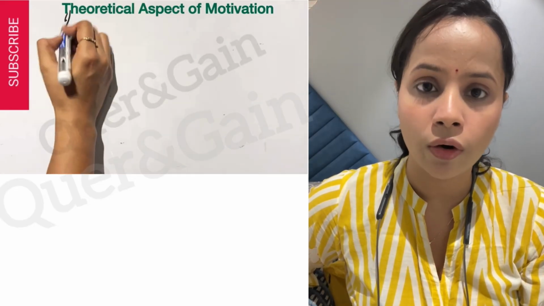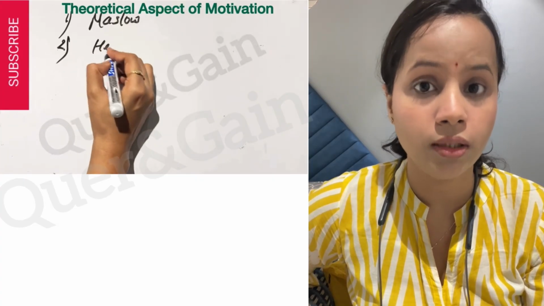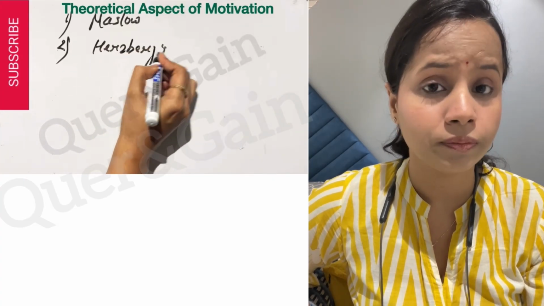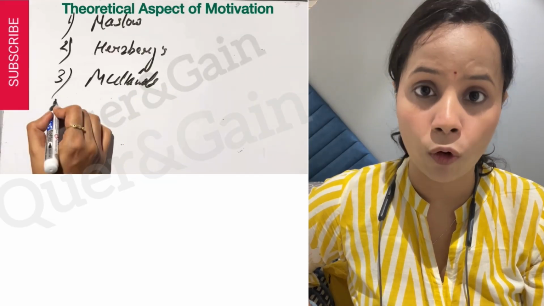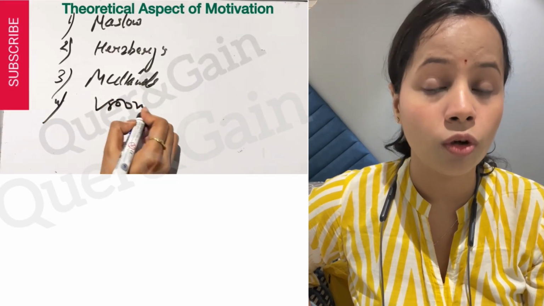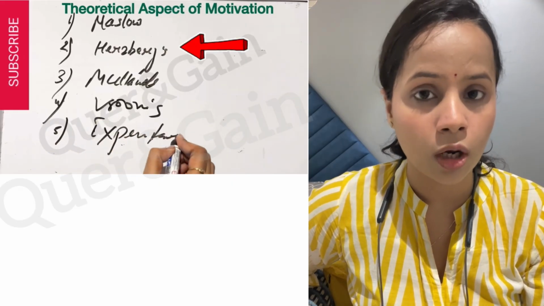Hello everyone. From the last 3 videos, we are talking about theoretical aspects of motivation, right? And as I have told previously, there are 5 theories explaining employee motivation. The first of which was Maslow's hierarchy of needs, that we have already talked about. Now comes the turn of the second theory, which is Herzberg's two-factor theory. So we are going to talk about it today.